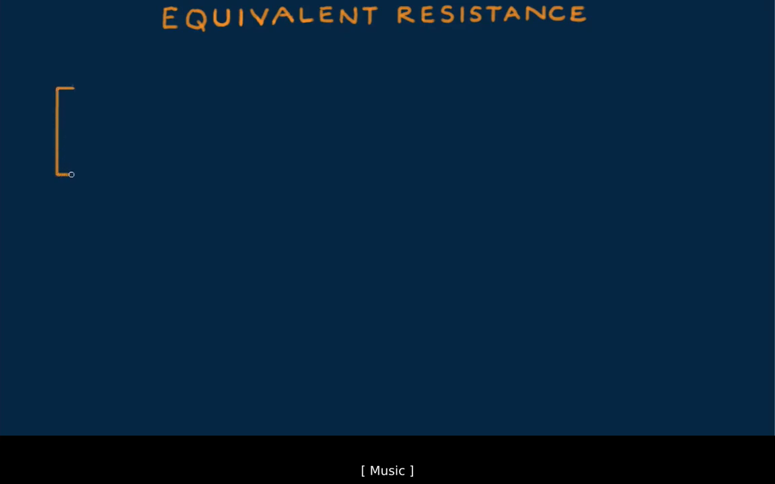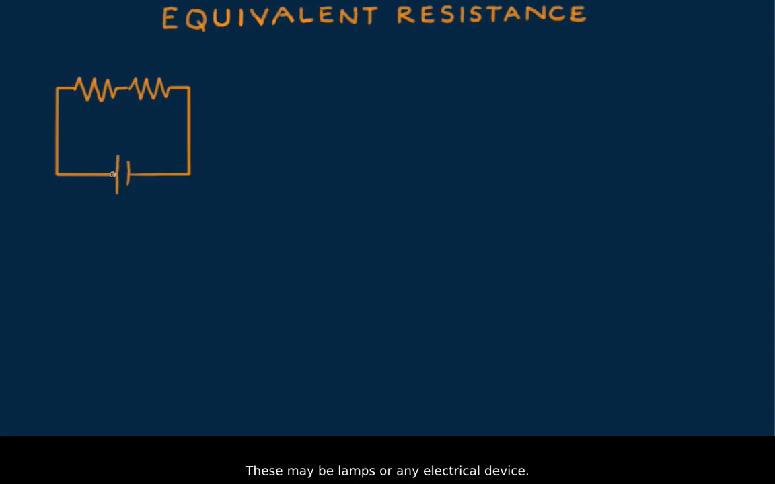Let's consider the resistances in a couple of simple circuits. First, a series circuit with two resistors. These may be lamps or any electrical device. We label their resistances R sub 1 and R sub 2.